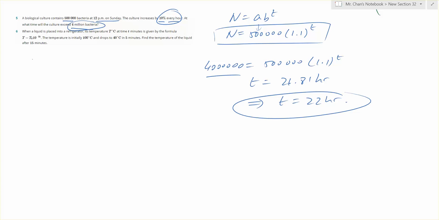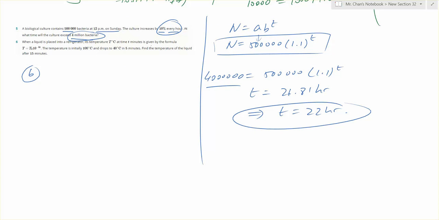So for question 6, so this is for question 5. For question 6, we're given information about the temperature. So when liquid is placed inside a refrigerator, the temperature over time is given by this formula. So they've given us a model. So this is the model we need to use.